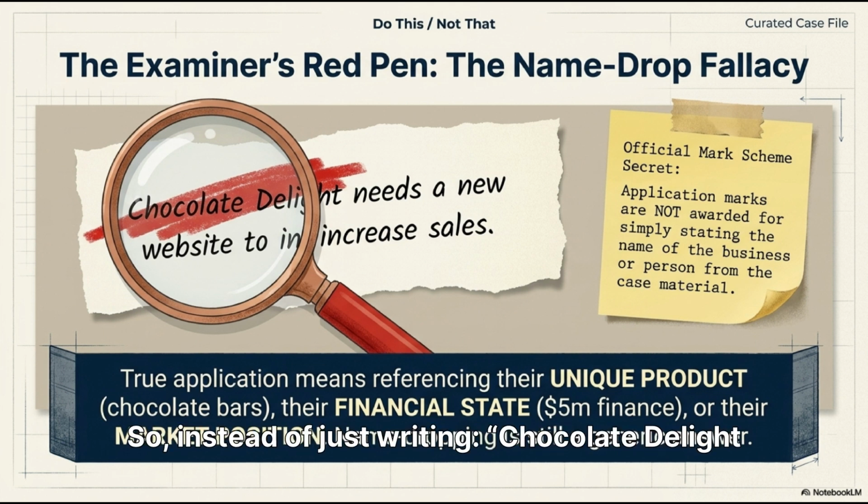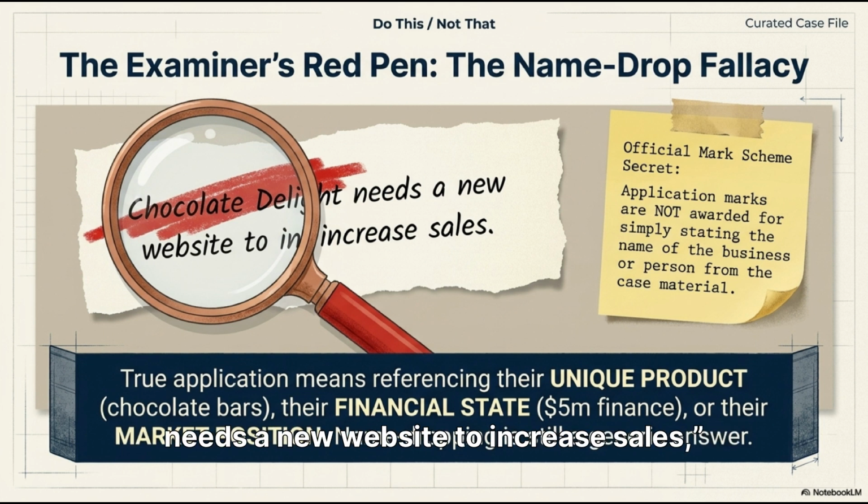So instead of just writing, Chocolate Delight needs a new website to increase sales, a more applied answer would be, Chocolate Delight may need a new website to increase online sales of its chocolate bars, especially if it wants to reach customers beyond its existing local market. That is more specific. Remember, using the business name is not enough. You need to use the business reality.